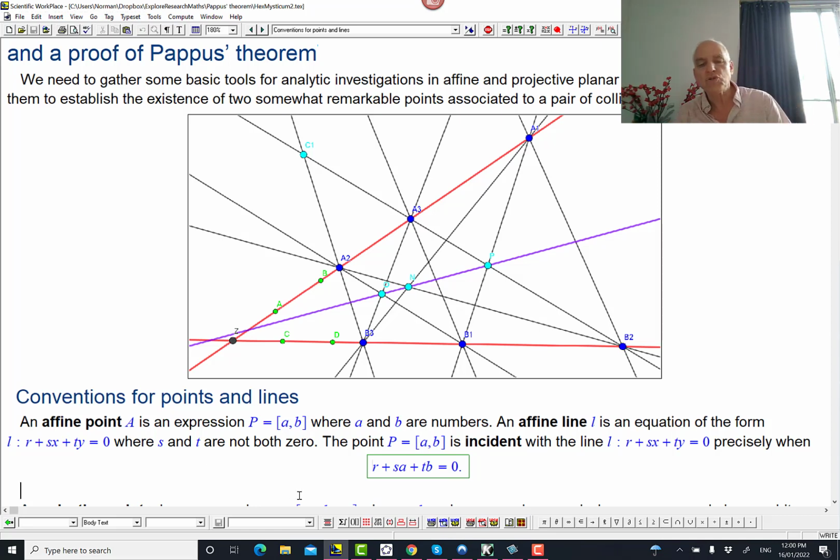And now the crucial relationship between these two concepts. When is the point P actually incident with the line L? So the point AB is incident with the line R plus Sx plus Ty equals 0, precisely when R plus Sa plus Tb equals 0. In other words, when this point satisfies the equation when we replace x and y with a and b.